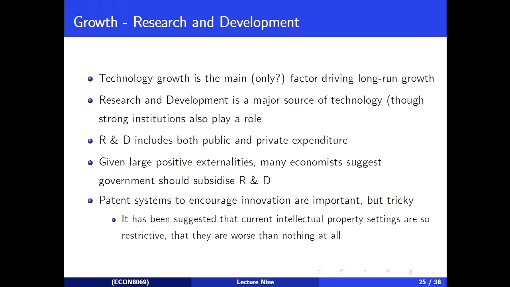Patent systems and copyright systems are designed to encourage private sector innovation. They are important, right? They are incredibly useful to encourage private sector innovation. However, they are tricky. And this is where I wanted to be careful. I want to be careful with my language here.